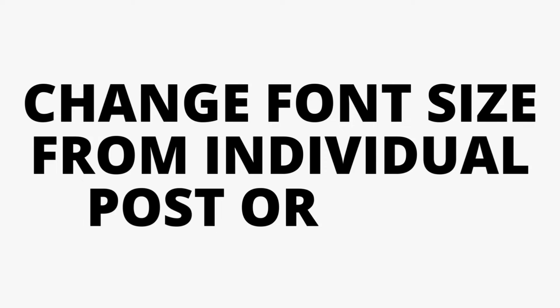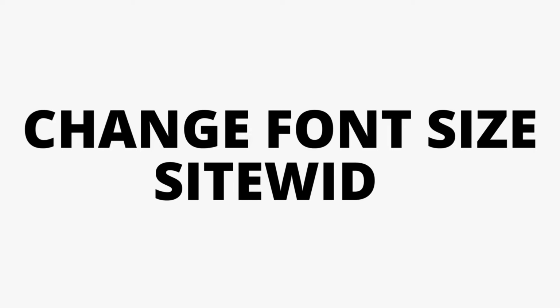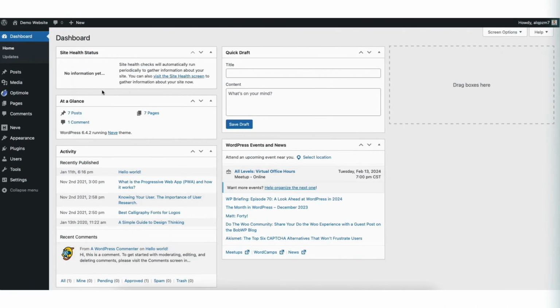The first way is if you want to change the font size straight from the individual WordPress page or post using the editor. And the second way is if you want to change the font size for something across your entire site, like paragraph text, H2s, and more. Let's get started on the first way to change the font size in WordPress.